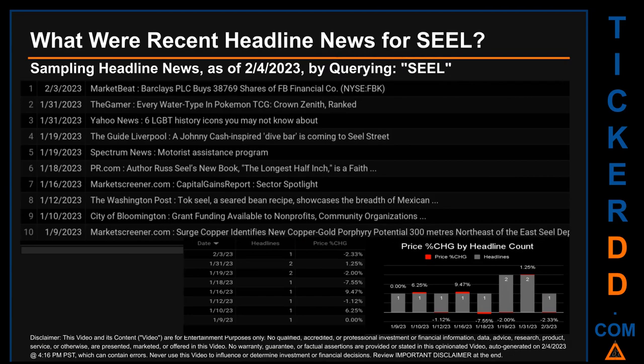What were recent headline news for SEEL? Today, Saturday the 4th of February 2023, I sampled one of our news aggregators for latest headlines for this ticker. I did so by searching specifically by a keyword that may appear, broadly, in the title or the body, of discoverable news articles. The keyword that I used was the ticker symbol, SEEL. The results show 10 unique headlines, published across 8 unique dates. Publication dates span 25 days.